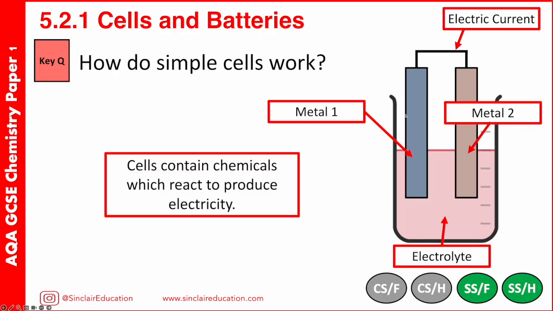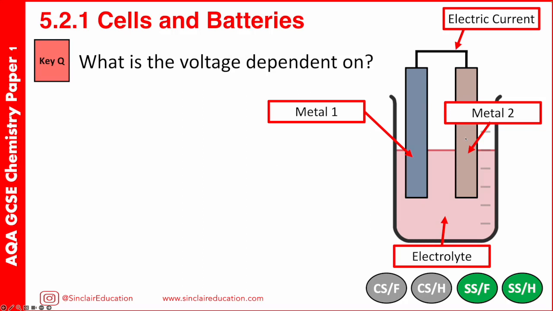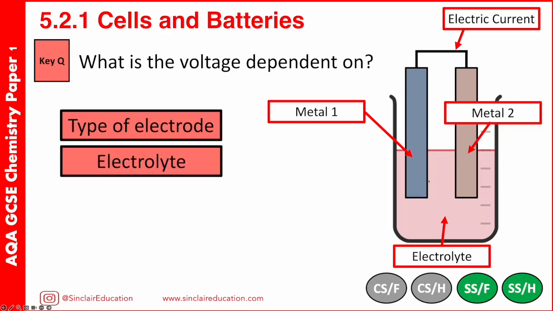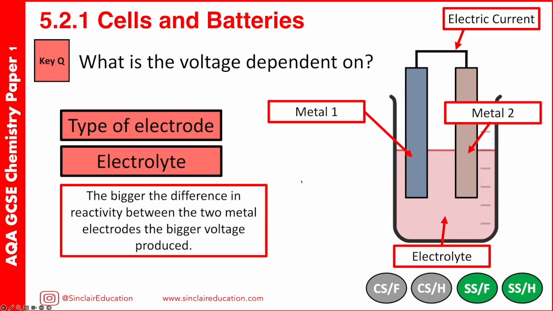Now, simple cells work by actually having a difference in reactivity of these substances that generates potential difference. The voltage that we generate depends on the type of electrode we've used and the difference in reactivity between them, as well as the electrolyte, and be prepared to answer that as a 2-mark question. But the bigger the difference is in reactivity, we're going to find the bigger the voltage produced.